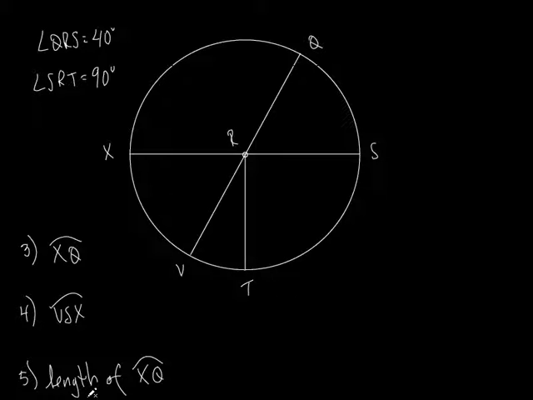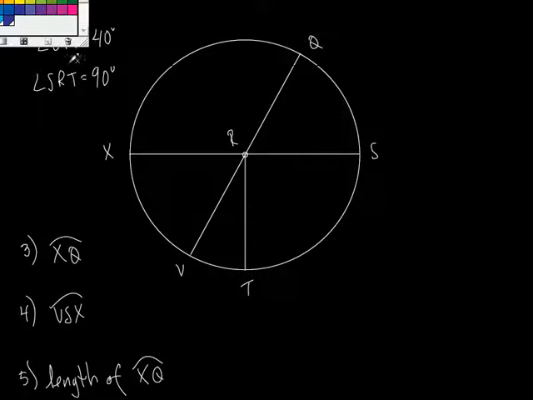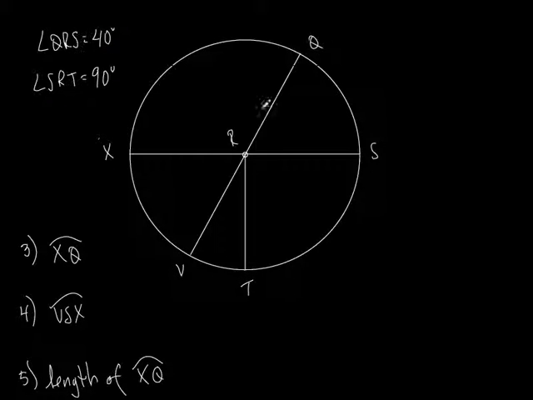We talked about that at the beginning of the chapter. We talked about what they want when they see an arc over top of it. The measure of the arc means you find it in degrees. Okay, so let's put some stuff in here. Let's color this up a little bit. QRS, where is that? QRS, that's 40 degrees right there. SRT, that's 90 degrees right there.